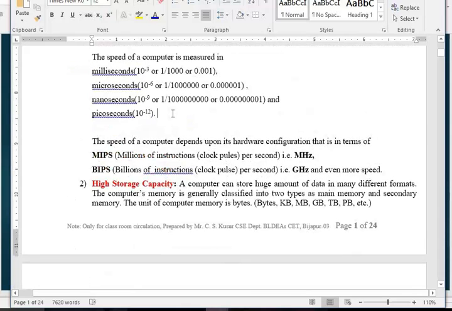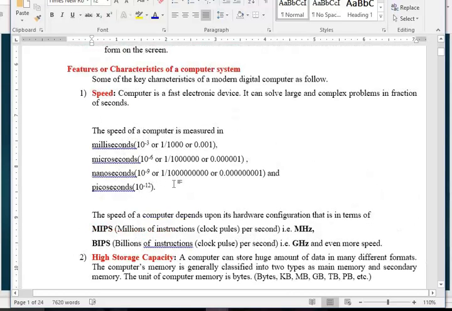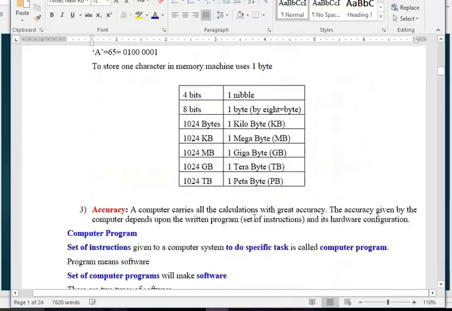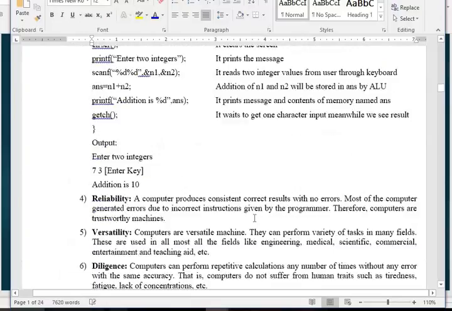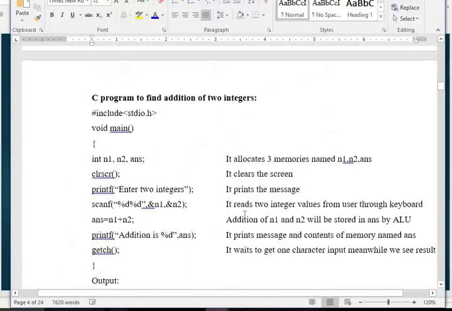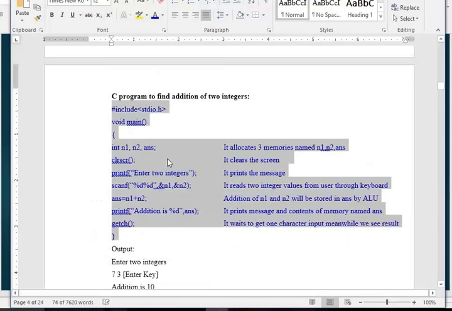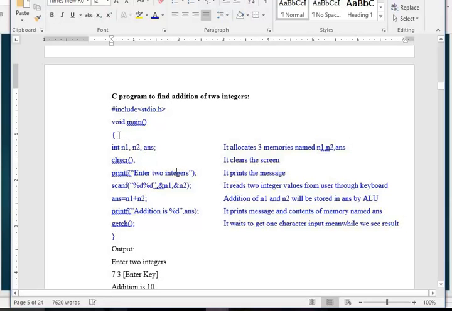Before starting high storage capacity, I told you that machines have the capability to execute millions of instructions per second, and I will show you one program. I already explained in my interaction class, no problem, I explain once again. In front of you, you can see one C program. Here my program started, see the opening curly bracket. My program started here and my program is completed here.